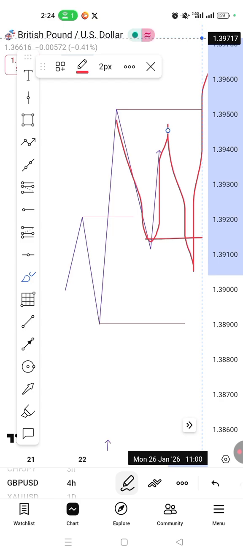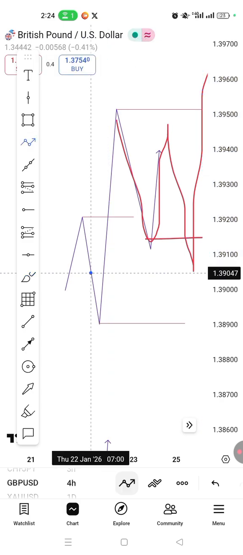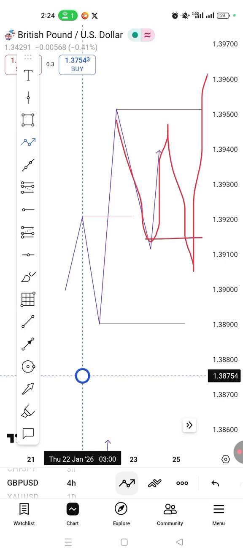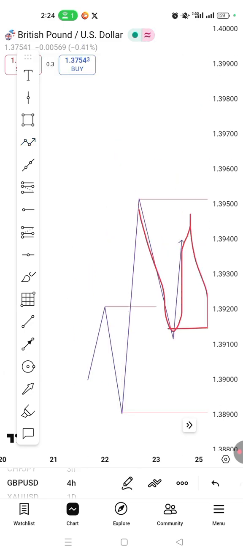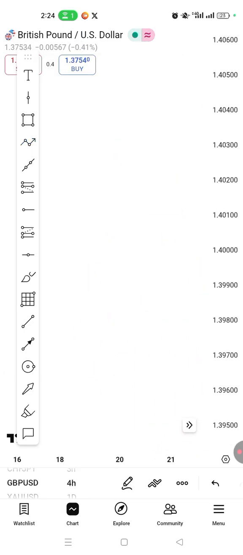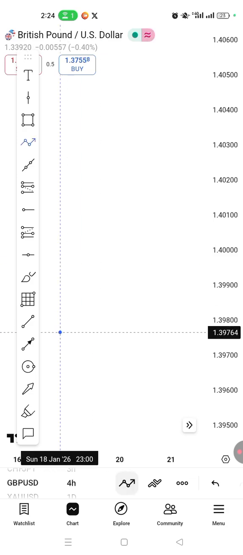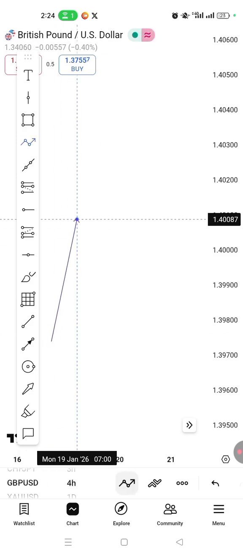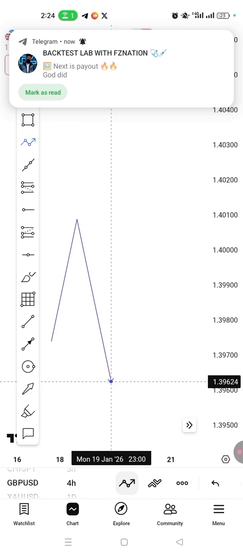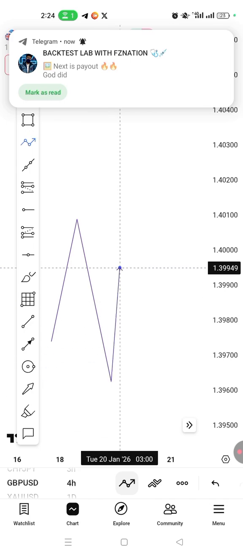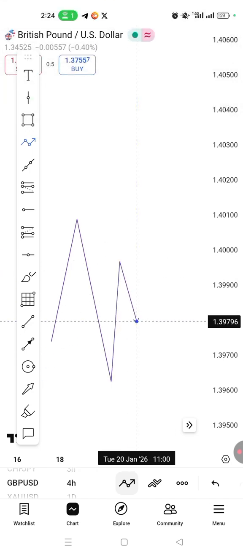Now the third type is, let me just explain the three types so that you guys will understand. The third type is this. Let me draw the third type. The third type is when you have a sweep, right? But before the market creates that break, the market creates a kind of a B.